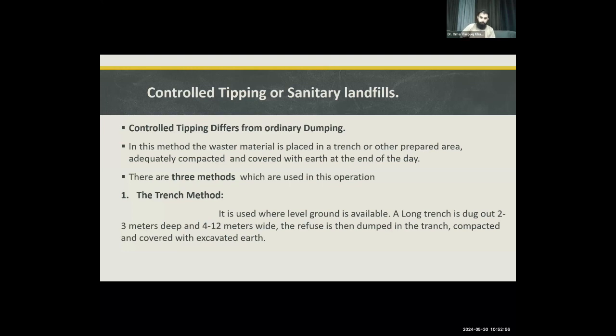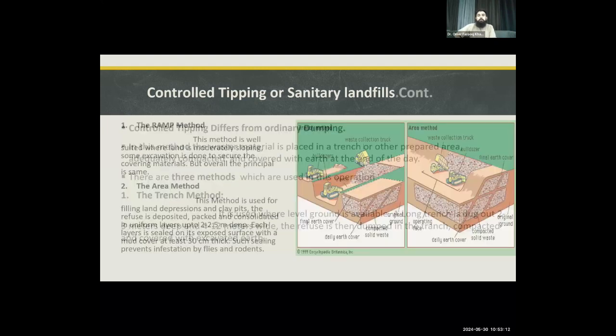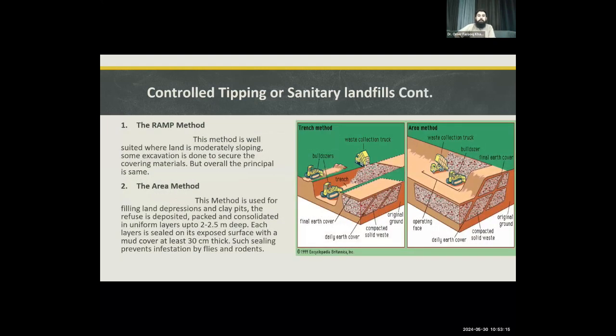There are three methods which are used in this operation. The trench method is used where level ground is available. So where there is level ground, we use the trench method. A long trench is dug out 2 to 3 meters deep and 4 to 12 meters wide. The refuse is then dumped in the trench, compacted and covered with excavated earth. So basically, we dig up a trench and we fill that trench with waste. Then we compact that waste material in the trench. And then at the end of the day, or 3 days a week or 2 days a week, we cover that compacted waste material with the soil.